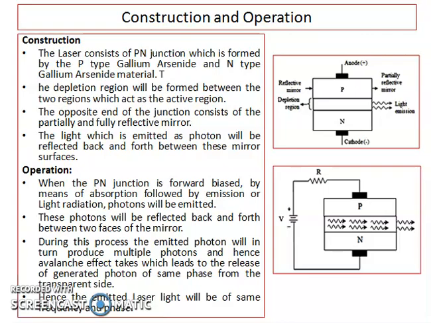And next we will see the operations. The PN junction is forward biased, resulting in absorption followed by the emission of light radiation. Photons will be emitted as we already explained. These photons will be reflected back and forth between the two faces of the mirror. During this process, the emitted photon will in turn produce multiple photons, and hence the avalanche effect will take place, which leads to the release of generated photons of the same phase from the transparent side. Hence the emitted laser light will be of the same frequency and phase.